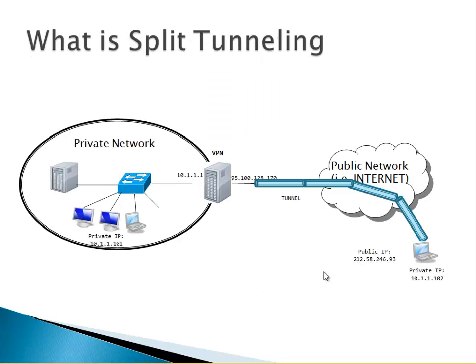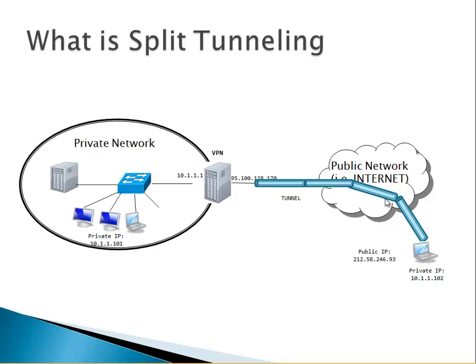Split tunneling is something like this: we have, for example, this client machine. It's got two addresses. One is a public, physical NIC address, and then one virtual VPN address, for example, for that private network here. Now, what happens when this client machine doesn't want to go to this private network, but wants to go to the internet, for example, Google? How are you going to send the packet?